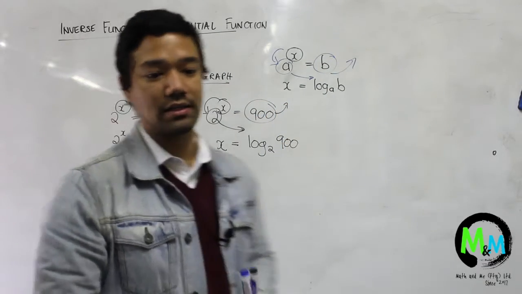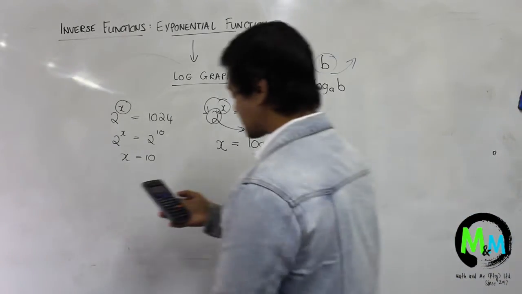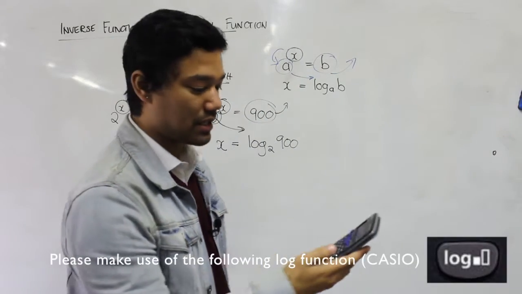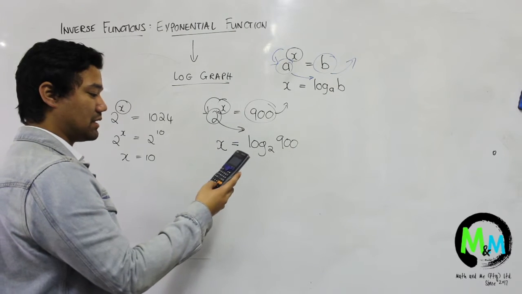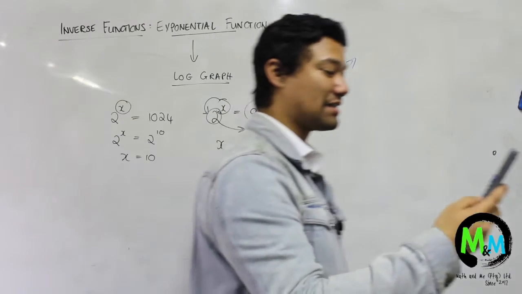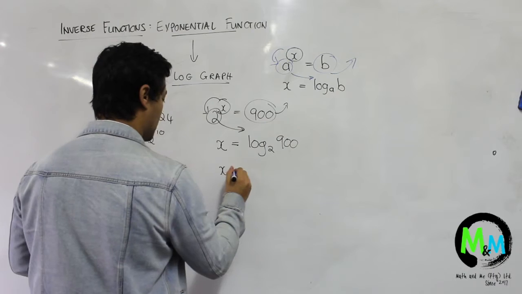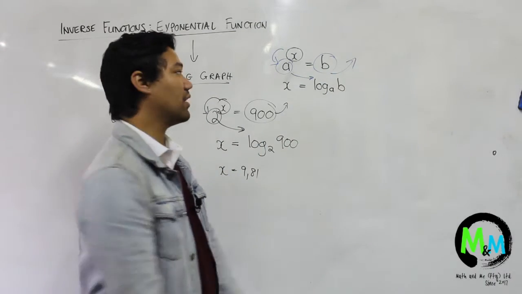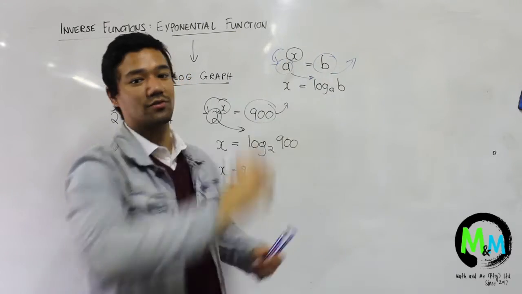On your calculators, there are 2 log functions, so you'll use the one that's on the bottom of the screen, and then you will type in 2 as your base, then the 900, and we'll see that x is in fact equal to 9.81. Right, so that's basically how you're using logs. Just remember, it's a flow. X comes down, the base goes to the bottom, and the b goes to the top.